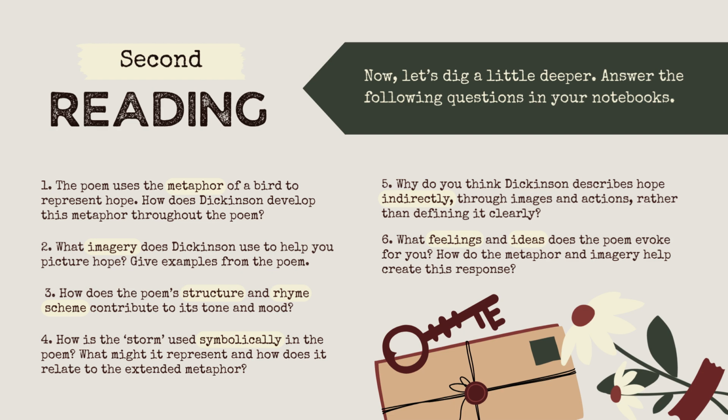3. How does the poem's structure and rhyme scheme contribute to its tone and mood? 4. How is the storm used symbolically in the poem? What might it represent and how does it relate to the extended metaphor? 5. Why do you think Dickinson describes hope indirectly, through images and actions, rather than defining it clearly? 6. What feelings and ideas does the poem evoke for you? How do the metaphor and imagery help create this response?